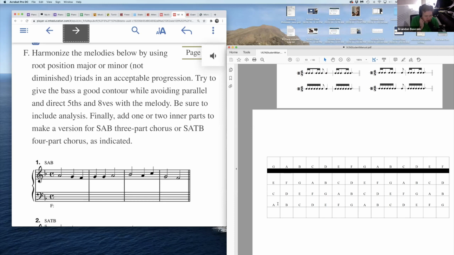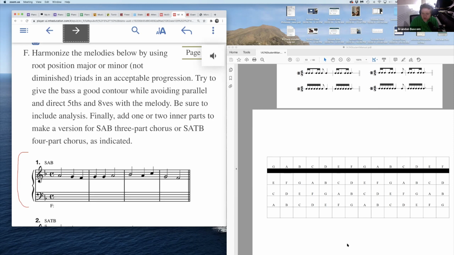On my screen, it says harmonize the melodies below by using root position major or minor, not diminished, triads, in an acceptable progression. Try to give the bass a good contour while avoiding parallel and direct fifths and octaves with the melody. Be sure to include analysis. Then they want us to add SAT before part. So here we are in F major. Hopefully you see on the left the example in F major, and on the right you see my chart.